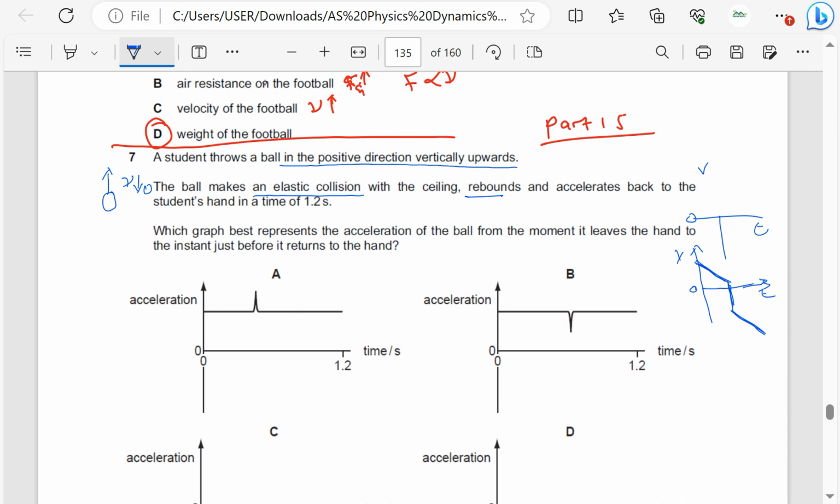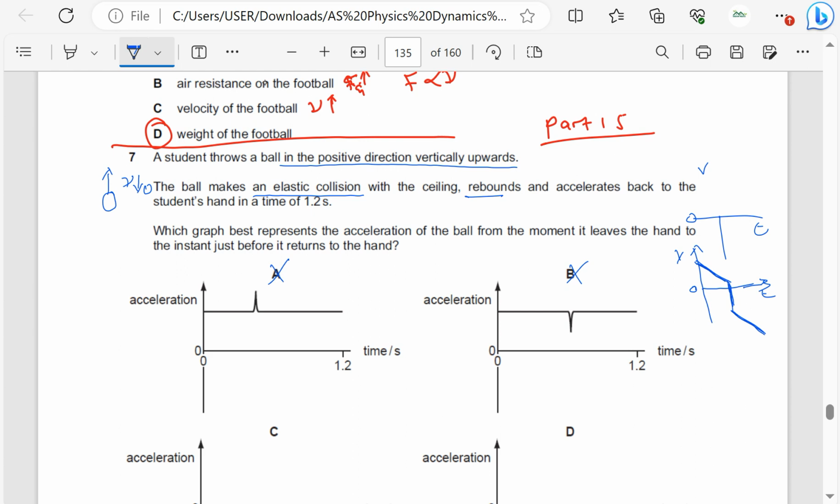In the first part, the velocity is decreasing. In the next part, the velocity is increasing, but in the opposite direction. So since the initial direction was upwards, the acceleration is always negative. Even when you look at these lines, the gradients are negative. So it means A and B are going to be wrong because they are showing a positive acceleration.